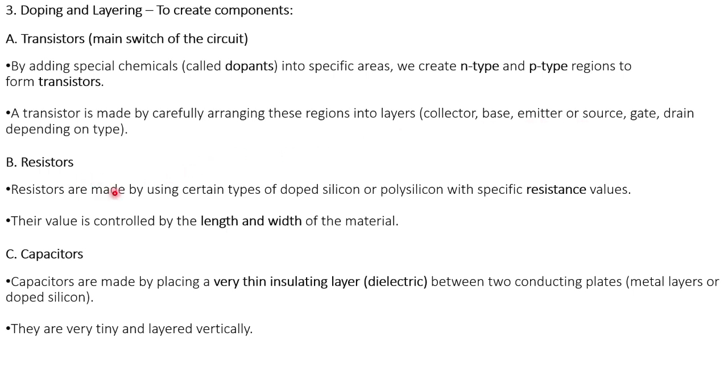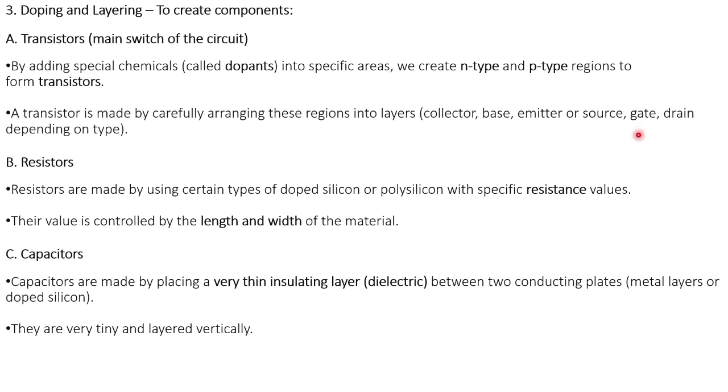Second, resistors. Resistors are made by using certain types of doped silicon or polysilicon with specific resistance values. These values are controlled by the length and width of the material. Capacitors are made by using a very thin insulating layer, the dielectric, between two conducting plates, metal layers or doped silicon. They are very thin and layered vertically.